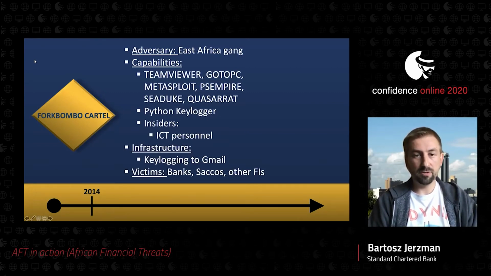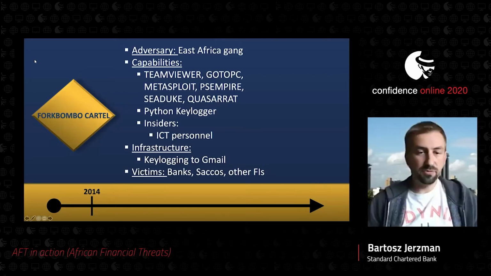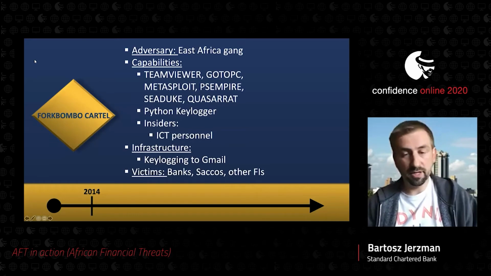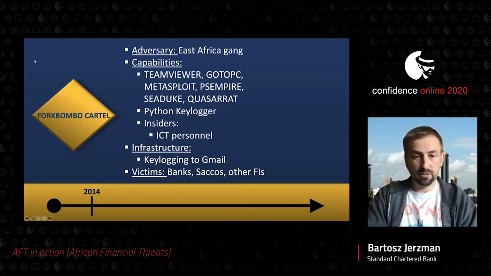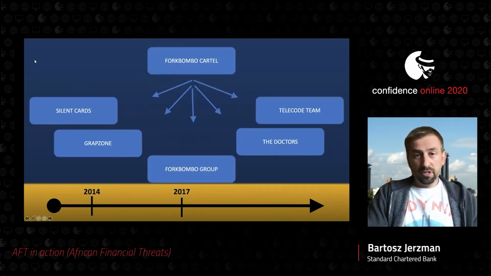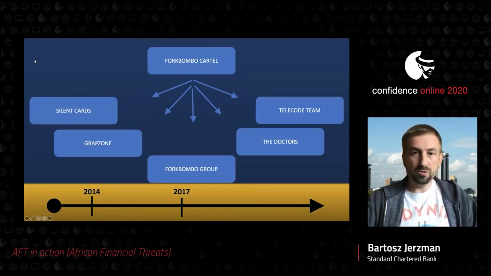We'll analyze it later. They used insiders, very often ICT personnel with access to the network and critical assets. For infrastructure, they used, for example, Gmail for keylogging. They exfiltrated the logged keystrokes to Gmail, and they targeted banks, SACCOs, so savings and credit organizations, and other financial institutions. And they were very prolific. They stole millions of dollars.